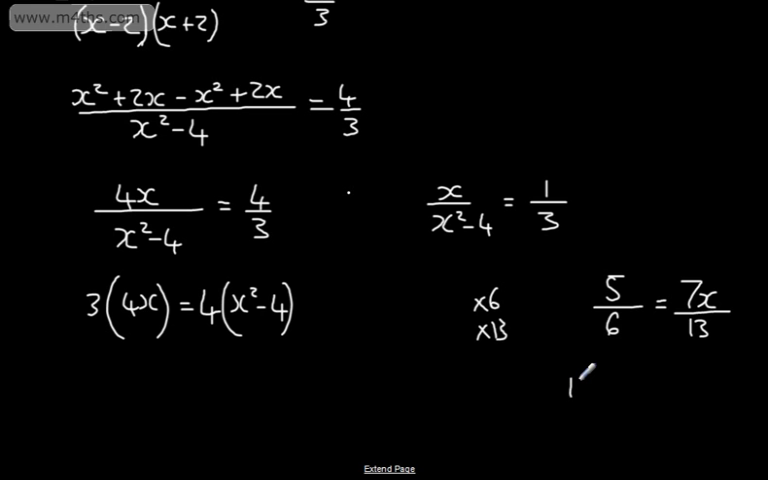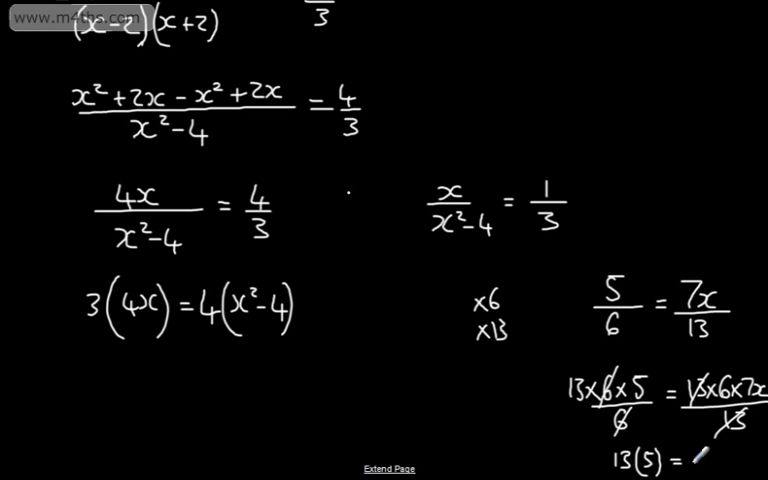We're going to have 13 times 6 times 5 over 6, and that's going to be equal to 13 times 6 times 7x over 13. So what we can see over here, these 6's are going to cancel and these 13's are going to cancel, which just leaves us now the 13 times the 5 is equal to the 6 multiplied by the 7x.